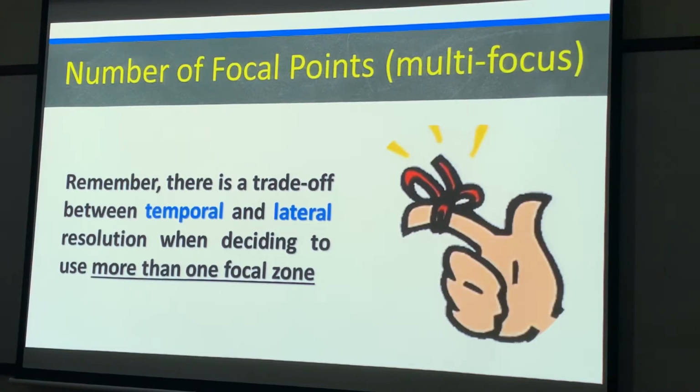What do you mean by speed? Meaning that I'm acquiring images a lot faster. Remember, there's a trade-off between temporal and lateral resolution when deciding to use more than one focal zone.